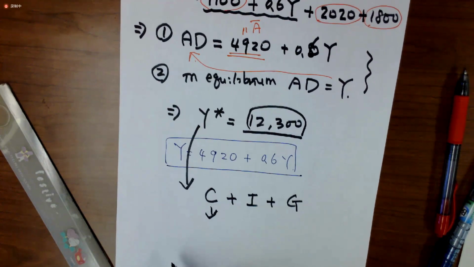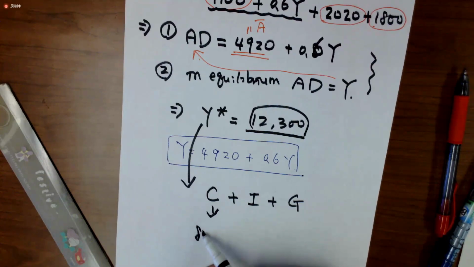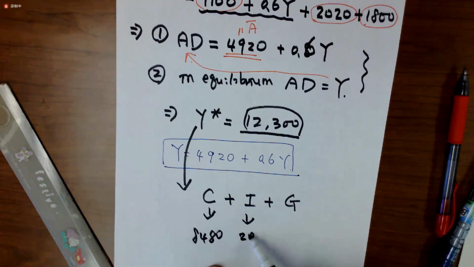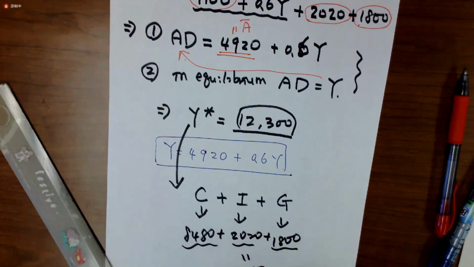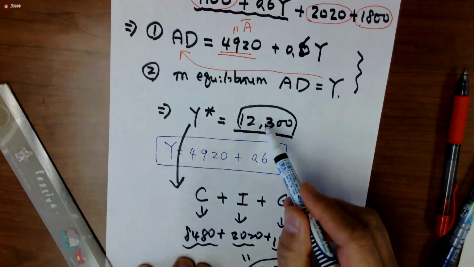What's the consumption? 8480. What is my investment? 2020. What is my government spending? 1800. So when you take the summation of these three numbers, you get exactly 12,300. Bingo. Your equilibrium output is correct.